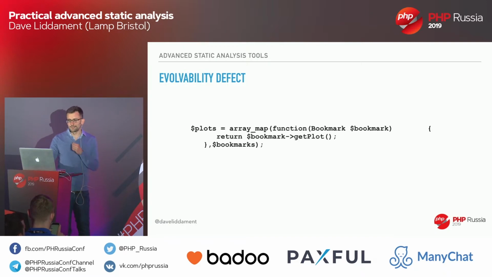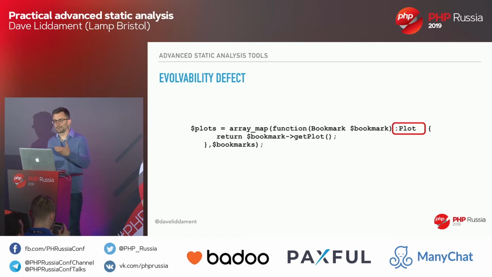An evolvability defect here. Actually, I learned something. I, at the time, didn't realize you could put a return type for an anonymous function. Again, this is better code than without the return type because it's giving information not only to the tools, but also to other developers about what's expected.